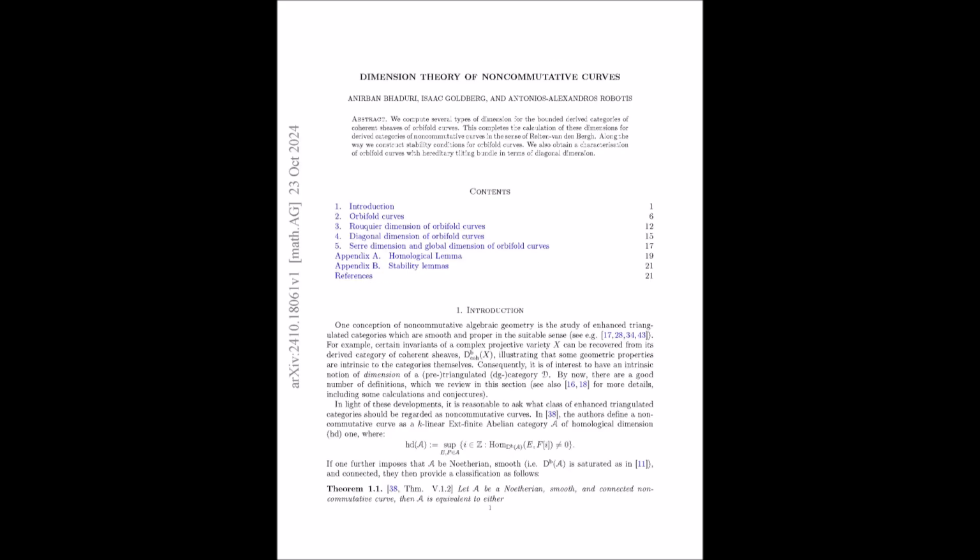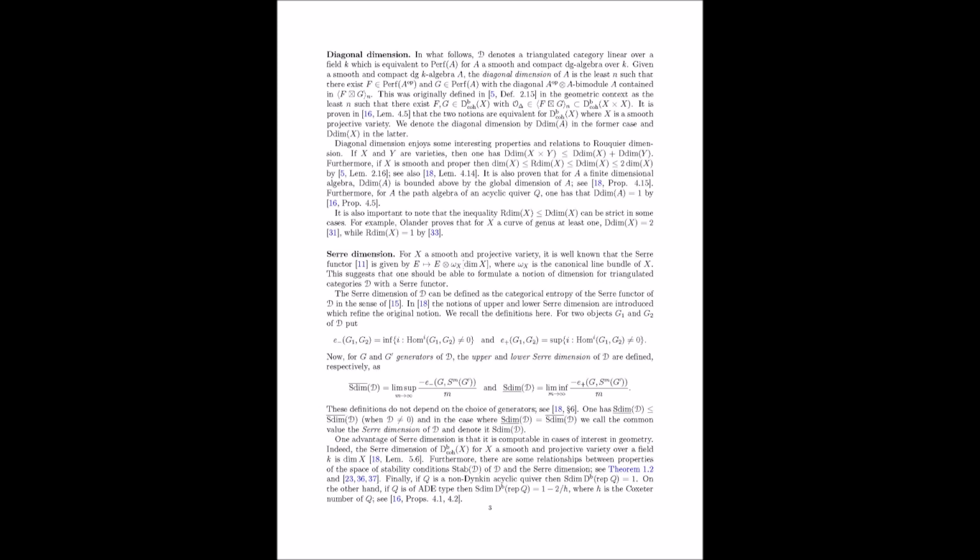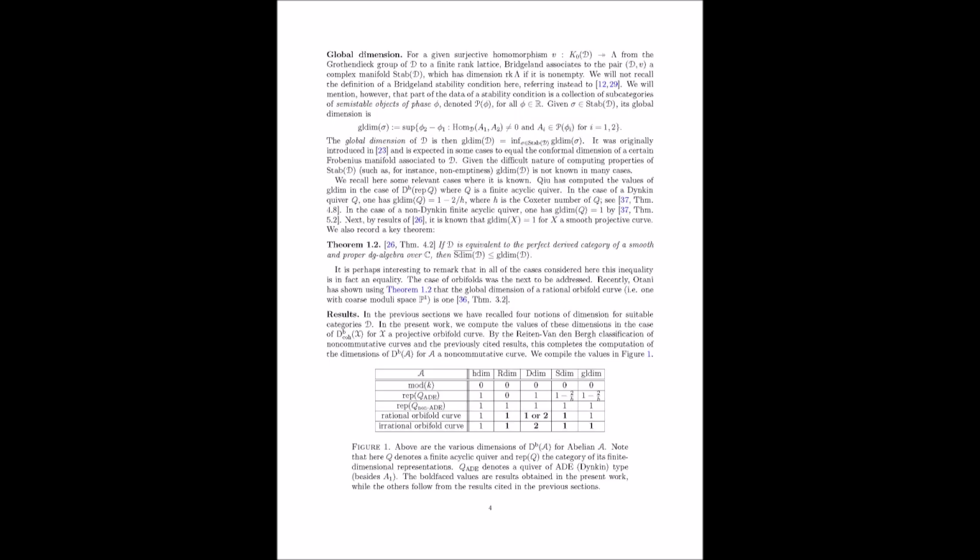So Rouquier dimension is focused on object construction, and diagonal dimension is diving into object relationships. Got it. What about Serre dimension? The Serre dimension is connected to the Serre functor of a triangulated category. It basically shows how twisting by this functor affects the homological properties of objects. So it's like measuring the impact of a specific operation within the category. Exactly. And then finally, we have the global dimension. The global dimension relates to stability conditions on a triangulated category, and it gives you an idea of how the phases of semi-stable objects are spread out.